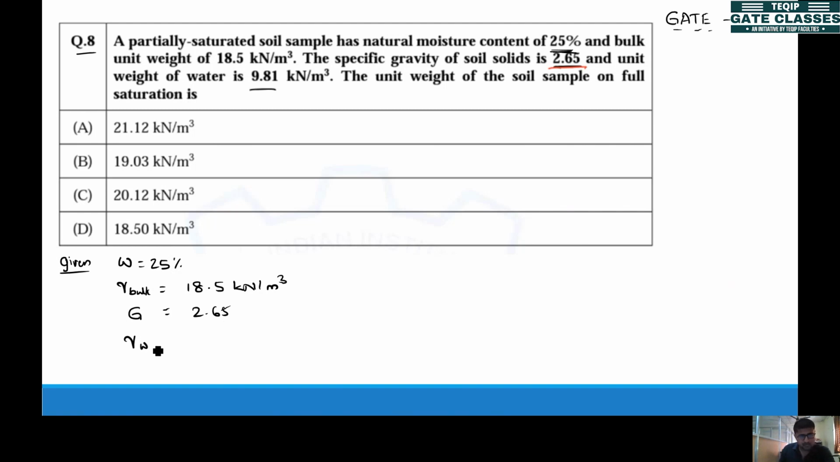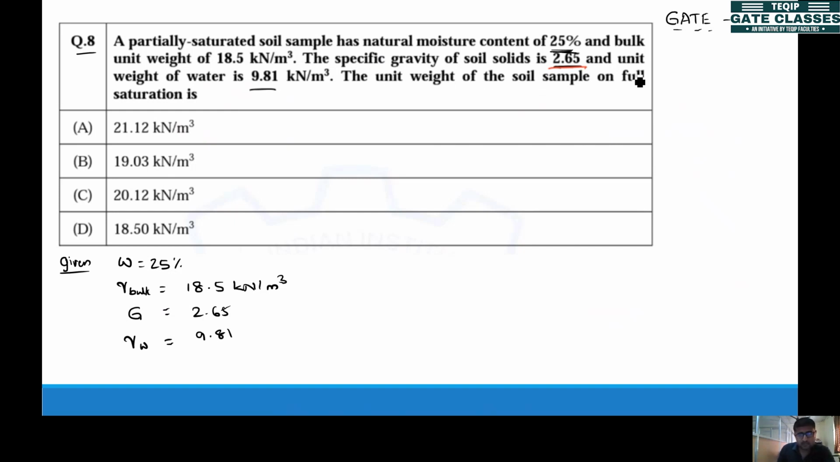The unit weight of water is 9.81. Sometimes you take it as 10, but if a value is specified, you can't take it as 10. If it doesn't specify, for simplification purposes you may take 10, but if nothing is specified, you have to take 9.81 only. Sometimes it may specify 10, and in that case you have to take the unit weight of water as 10. Fine, so this is the data.